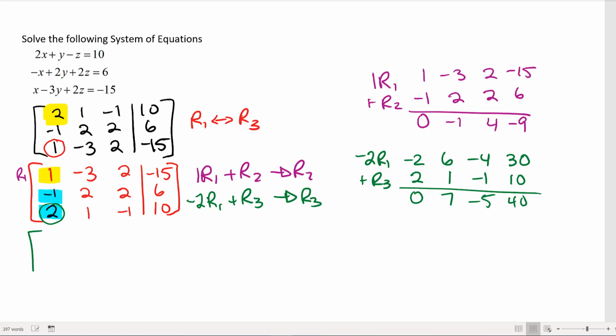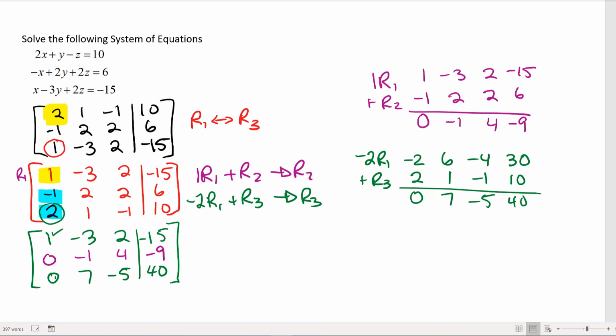So in my next manipulated matrix, row 1 is the only thing that is going to stay the same. And then row 2 is going to be the changed purple one, which is 0, negative 1, 4, and negative 9. And then my third row is that work that I did in green, 0, 7, negative 5, and 40. So if I go back to check my work, I have a 1 where I want it, good. I've got 2 zeros below it, excellent.